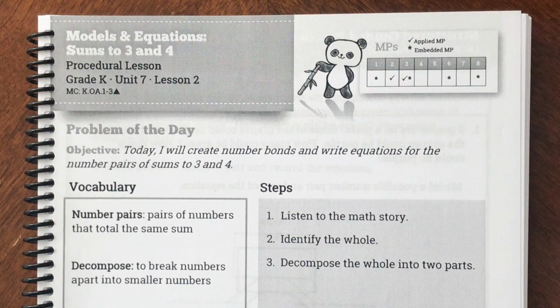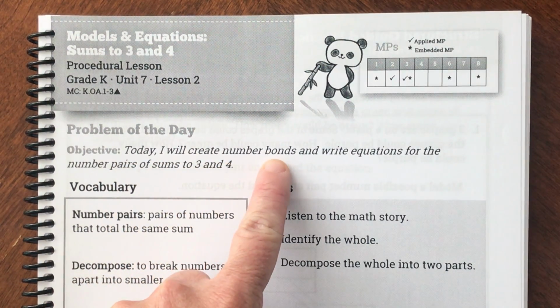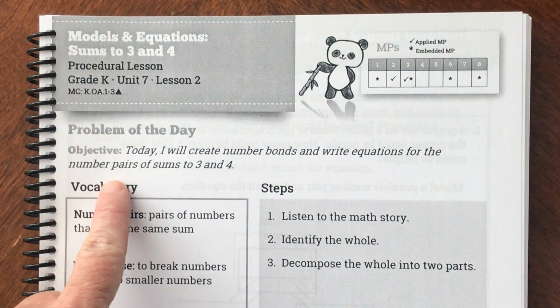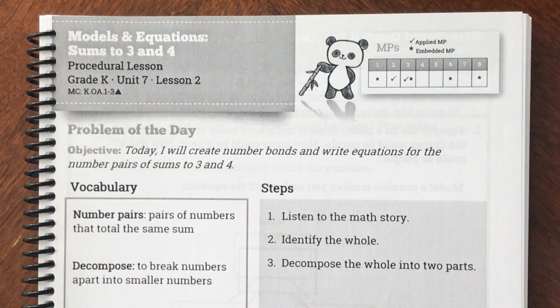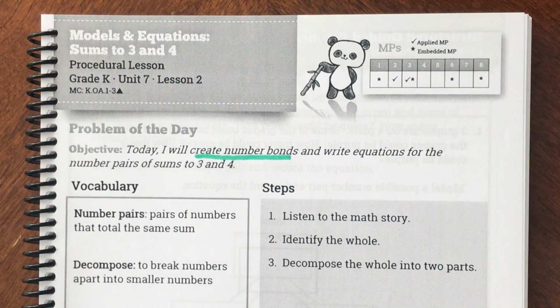Page 145. And today's objective says, today I will create number bonds and write equations for the number pairs of sums 3 and 4. Okay, so let's look at this really closely. Today we're going to create number bonds.